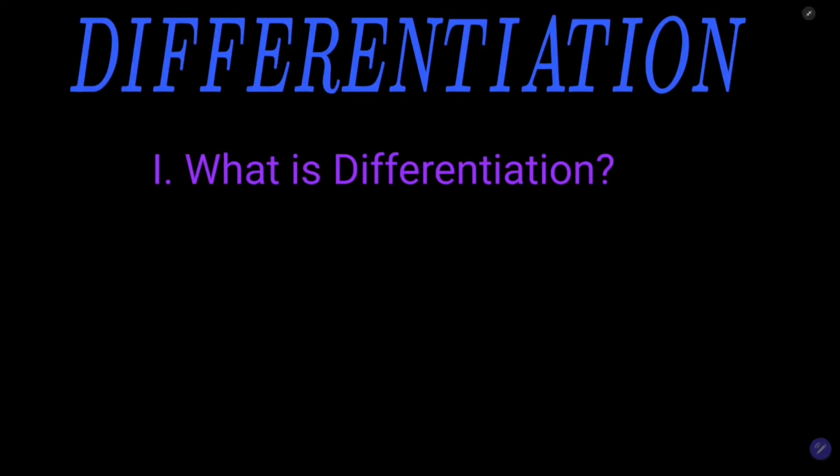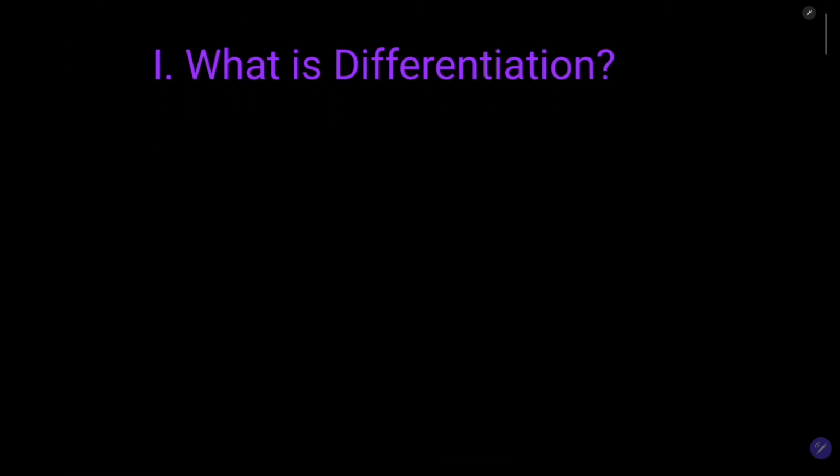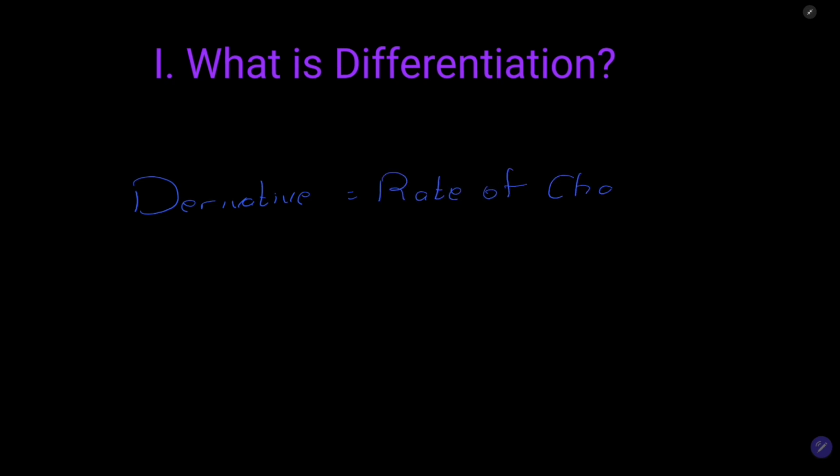In mathematics, differentiation is one of the most powerful tools we have. It comes from calculus and its goal is simple: to measure how things change. So first of all, what is differentiation, or commonly known as derivative? Derivative is the rate of change or the slope of a curve.